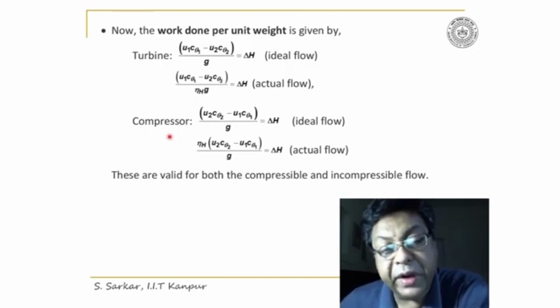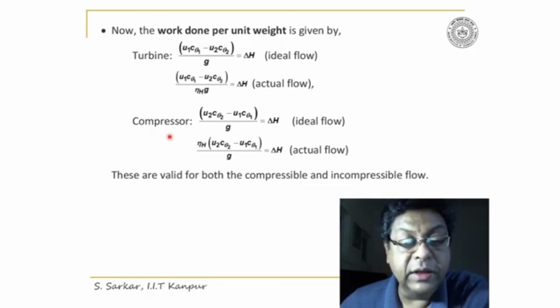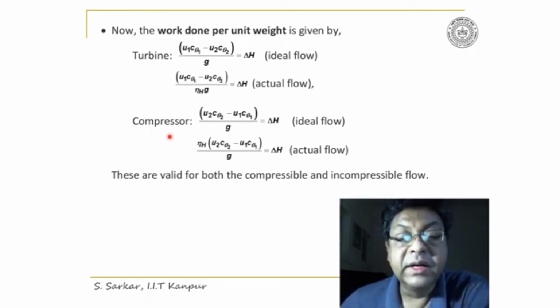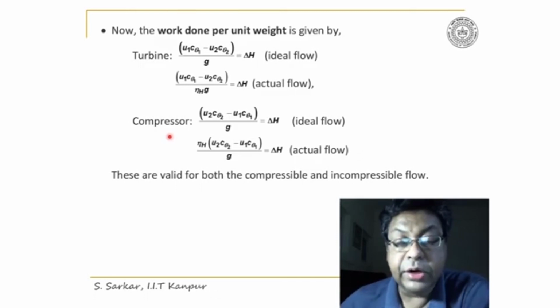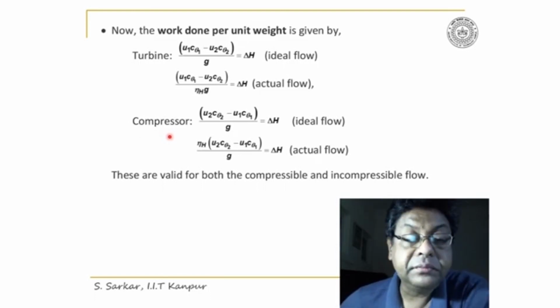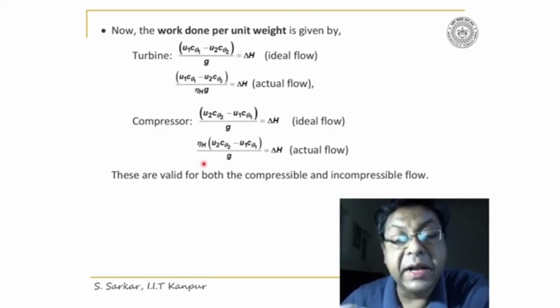The corresponding relation for the compressor would be (u2 c theta 2 minus u1 c theta 1) divided by g is equal to del h in ideal situation. Del h is equal to the head rise across the impeller, and in actual case it will be multiplied by eta h.